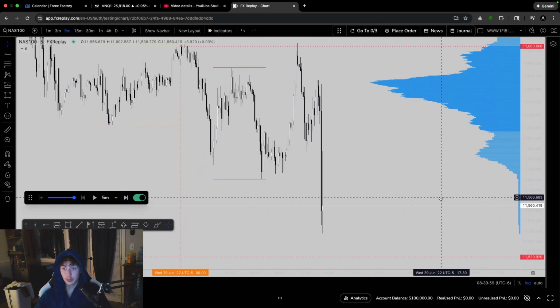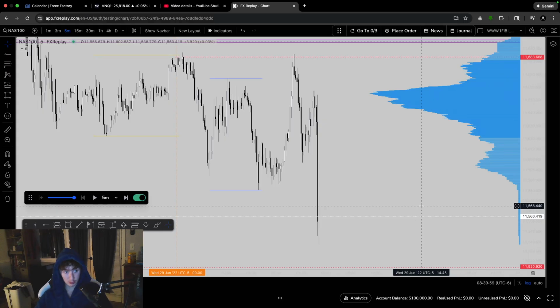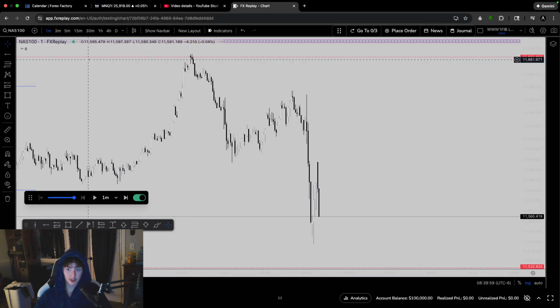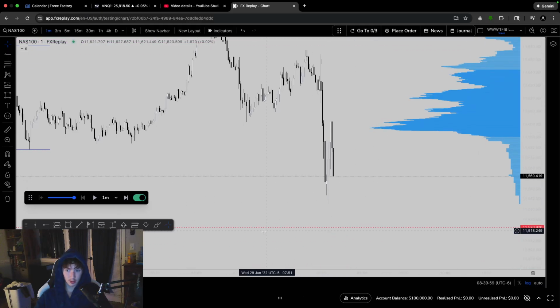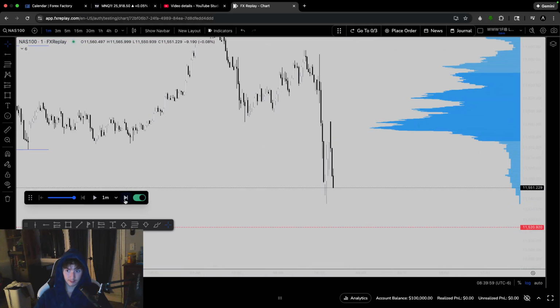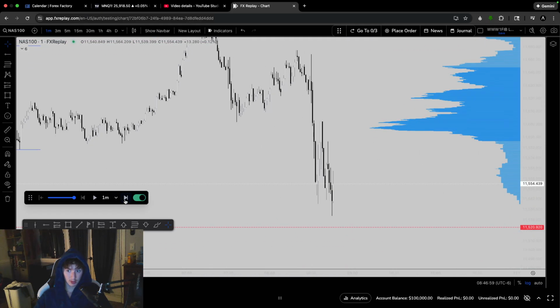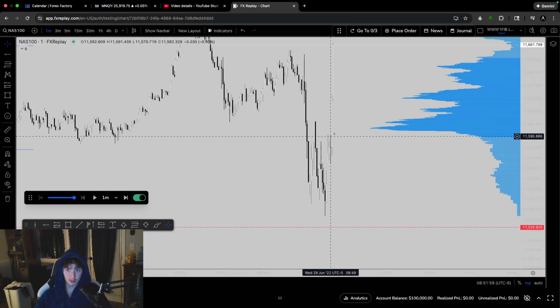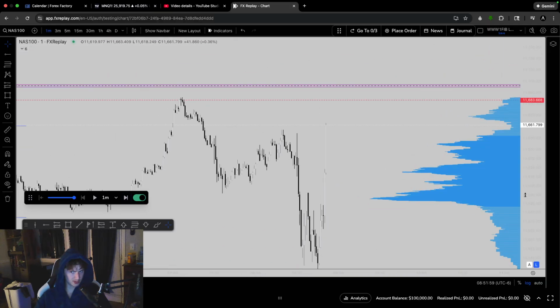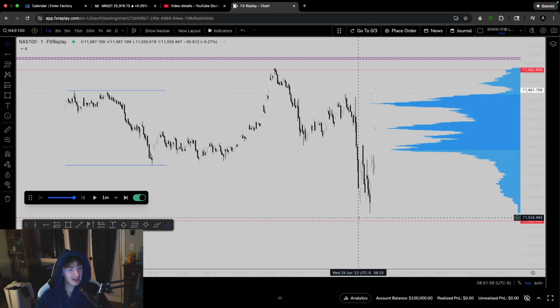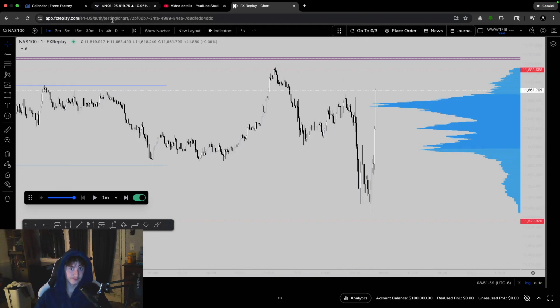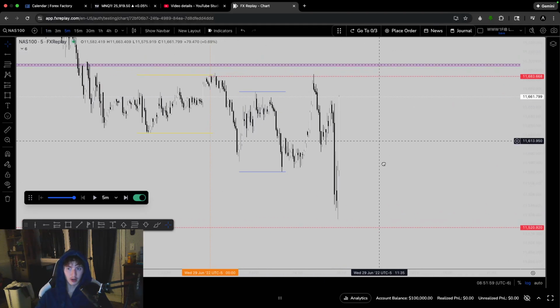Ooh, big old pullback. That could be good. That could be grounds for an entry. All the way down. Ooh, it wants it. It wants it. Ooh. Doesn't want it. It edged us once again. It's going everywhere.